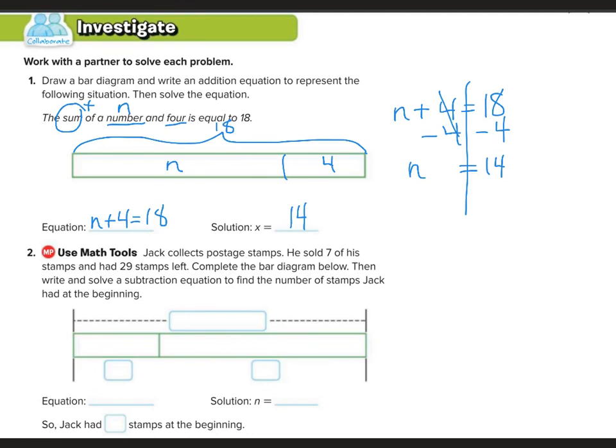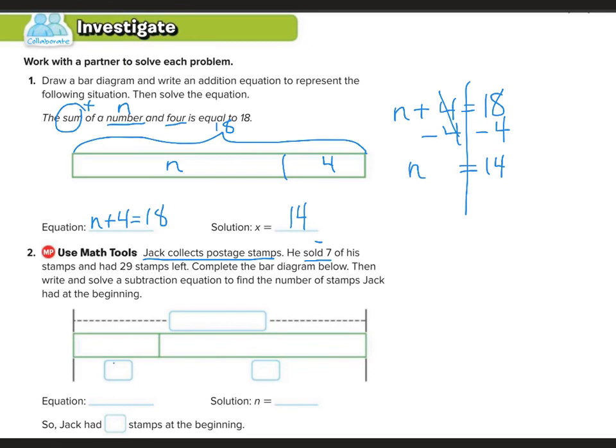Number 2 says use math tools. Jack collects postage stamps. He sold 7 of his stamps and had 29 stamps left. Complete the bar diagram below. Then write and solve a subtraction equation to find the number of stamps Jack had at the beginning. So we know that he collects postage stamps, and he sold 7 of his stamps. Sold means minus, get rid of, and had 29 stamps left.